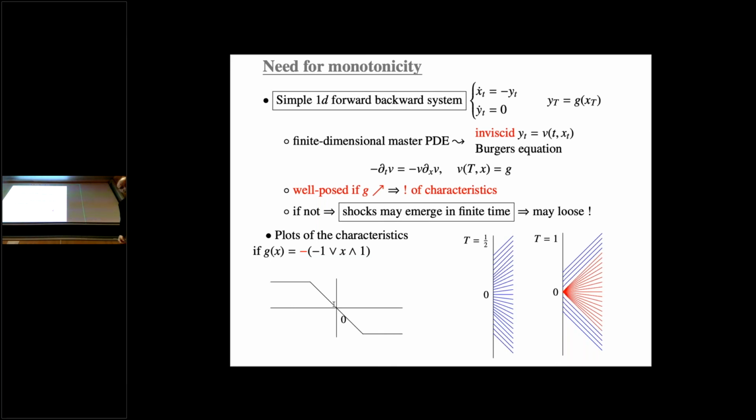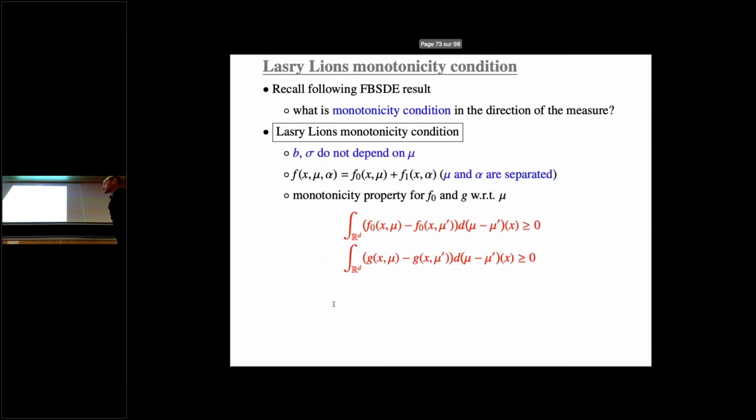So this is to say that if I want to enforce uniqueness, I need a kind of monotonicity in the system. This is what we call the Lasry-Lions monotonicity condition. This is one of the most famous conditions for uniqueness for mean-field games. So you take the same coefficients as before.